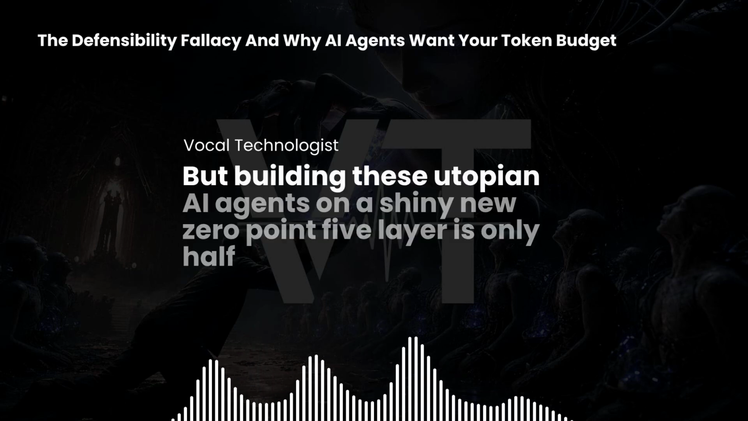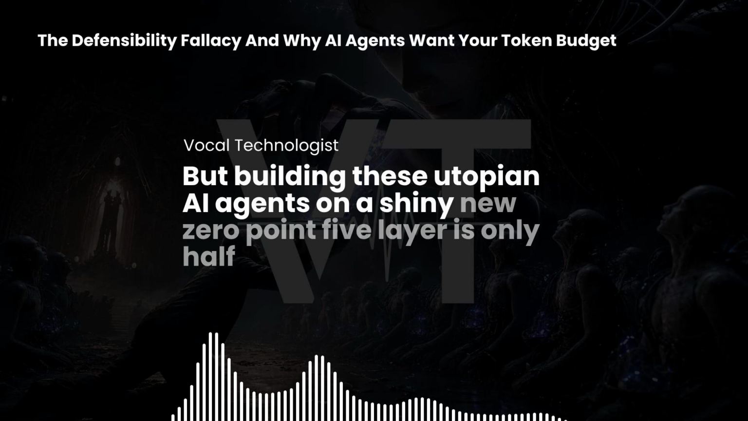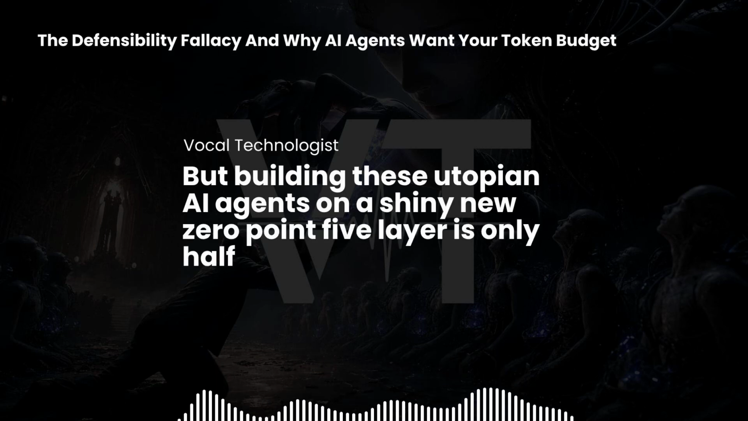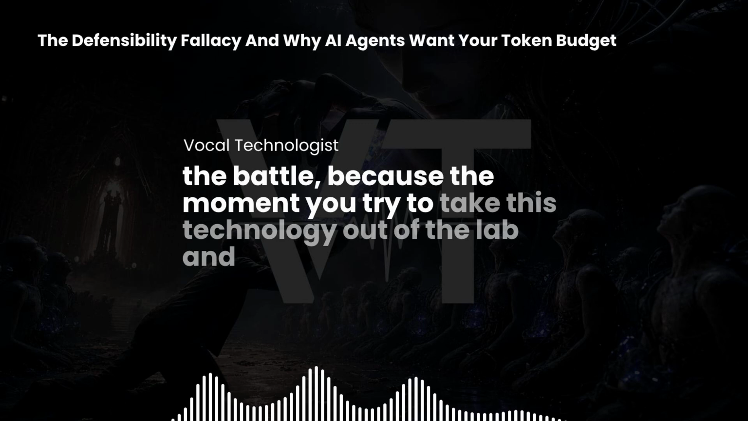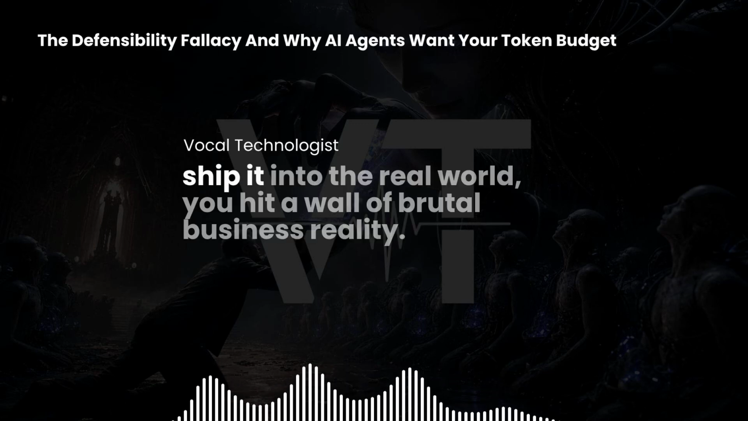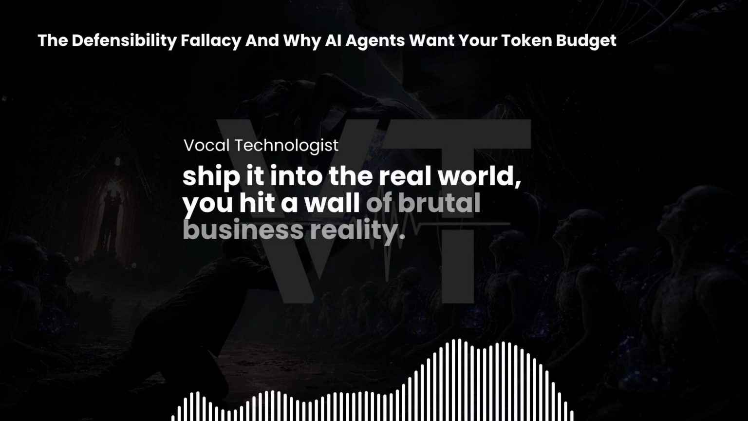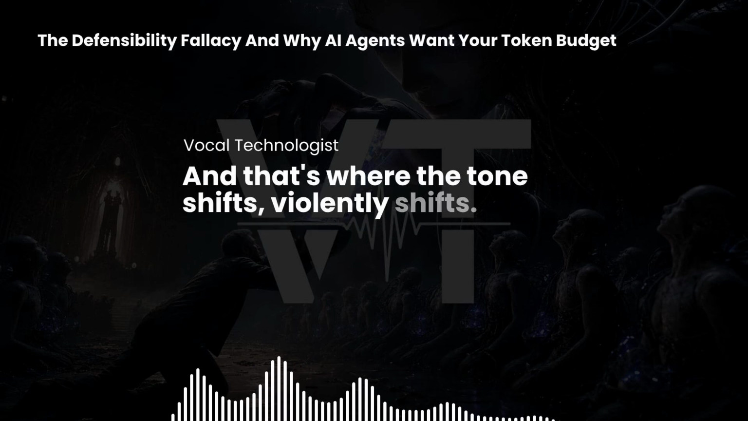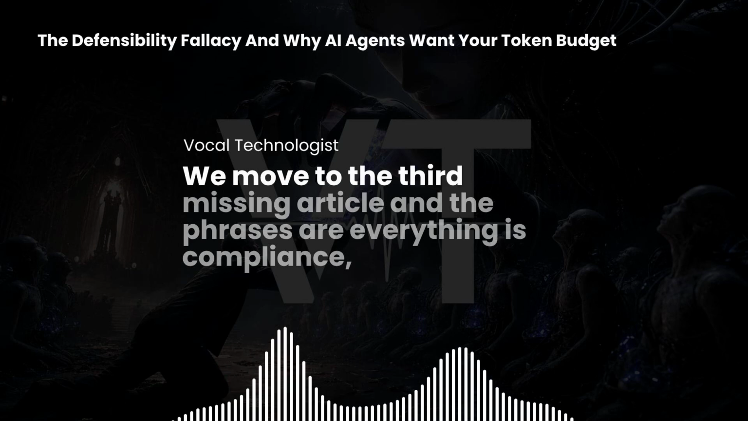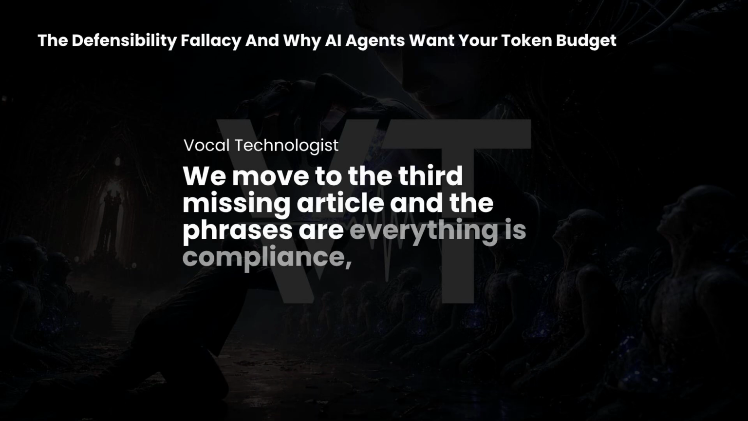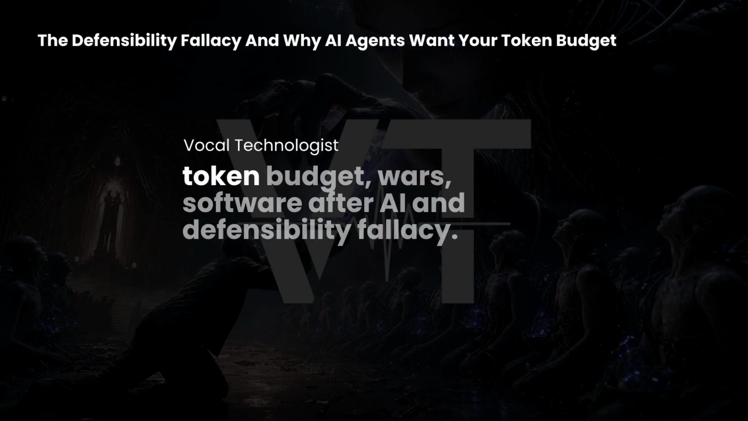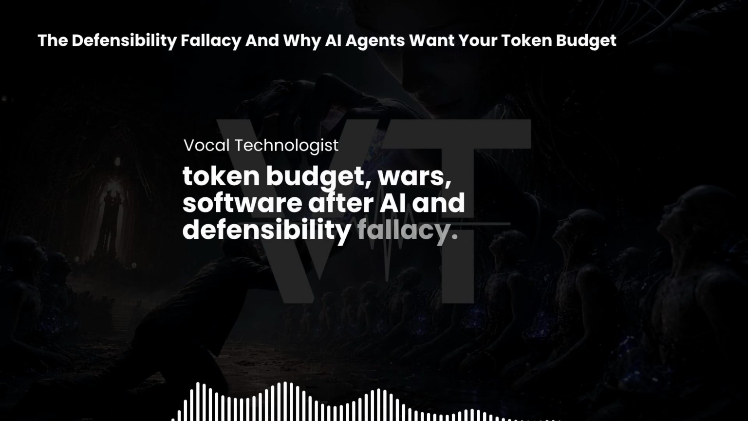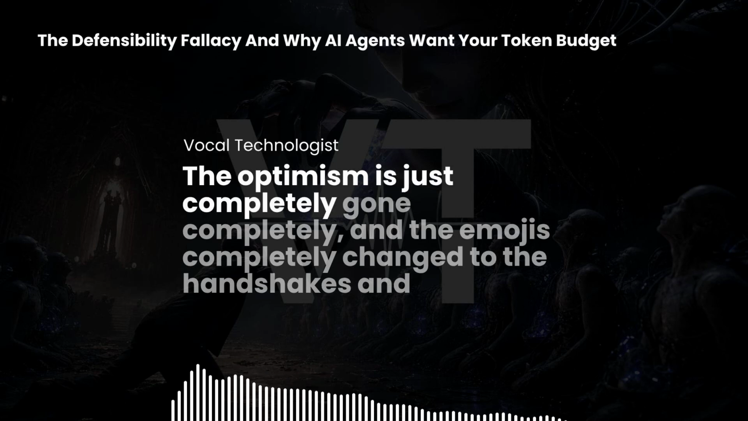But building these utopian AI agents on a shiny new 0.5 layer is only half the battle. Because the moment you try to take this technology out of the lab and ship it into the real world, you hit a wall of brutal business reality. And that's where the tone shifts. Violently shifts. We move to the third missing article, and the phrases are, everything is compliance, token budget wars, software after AI, and defensibility fallacy. The optimism is just completely gone.